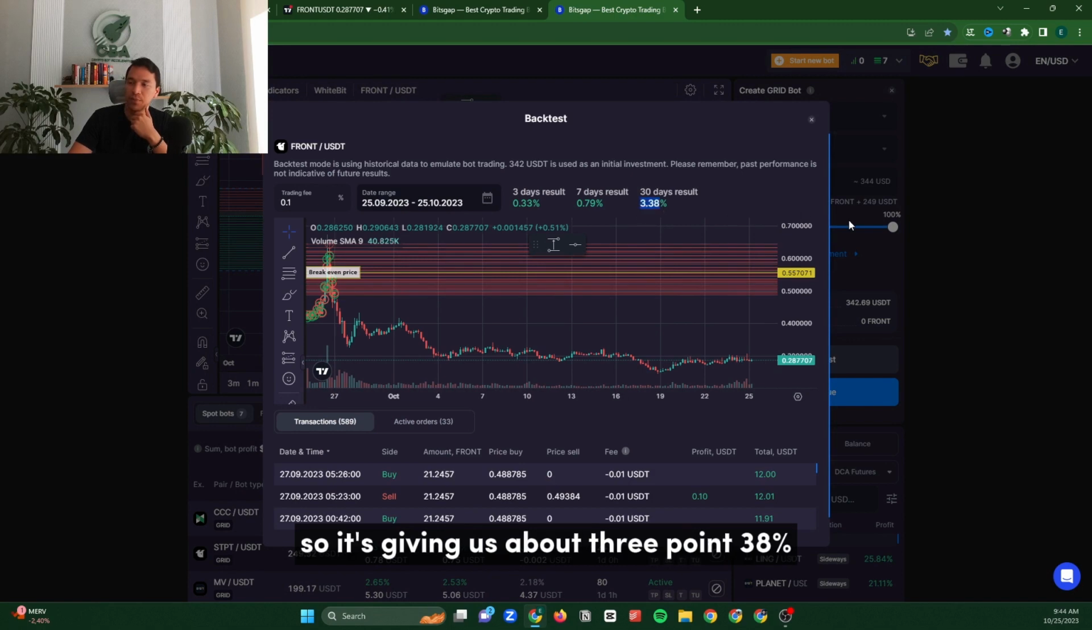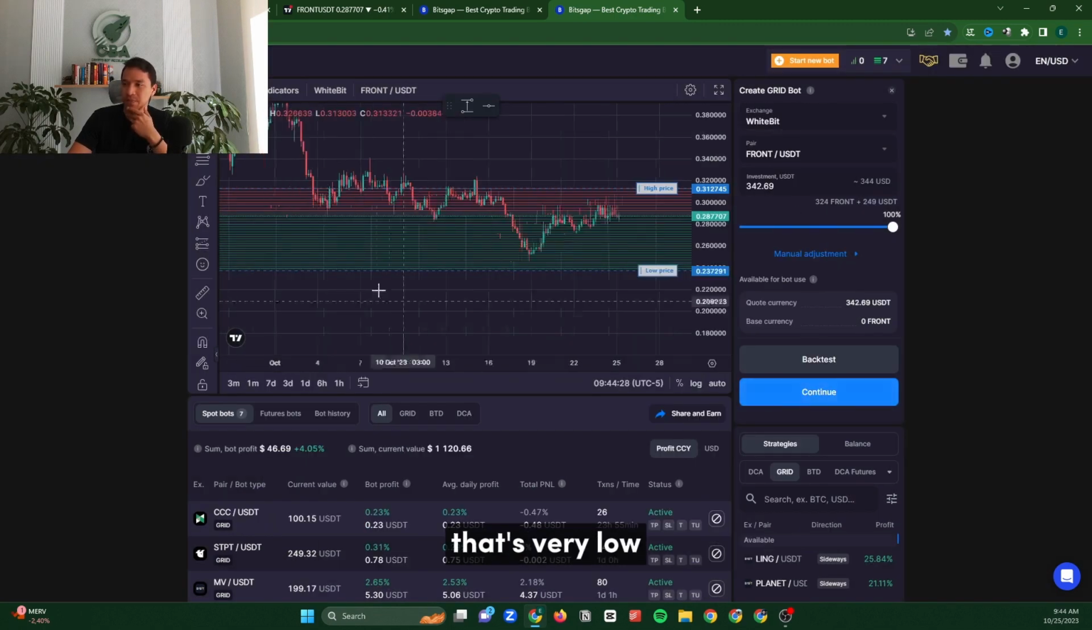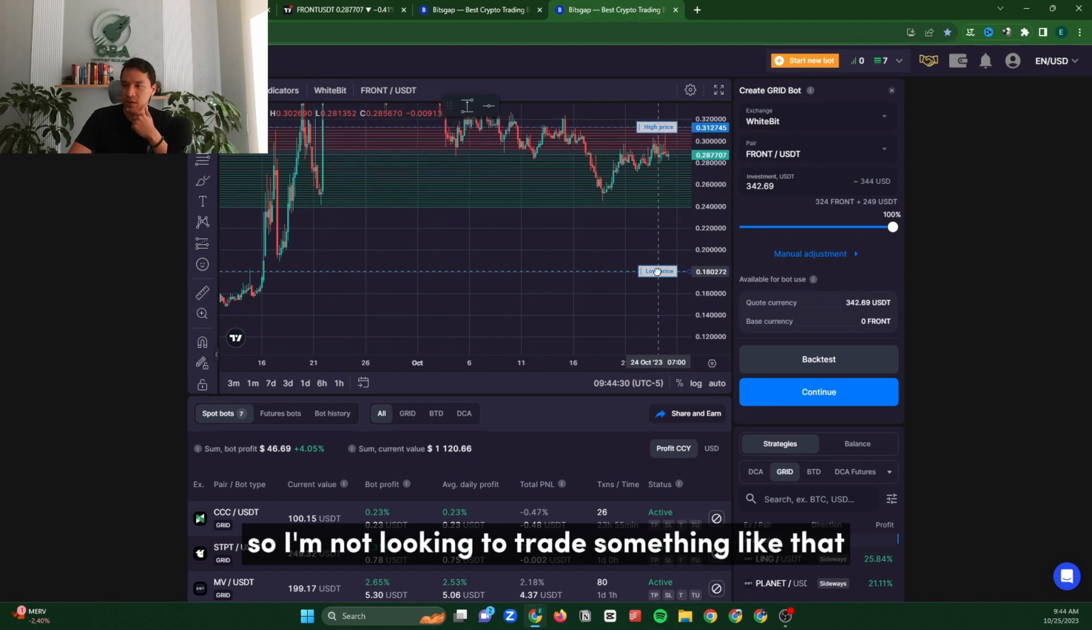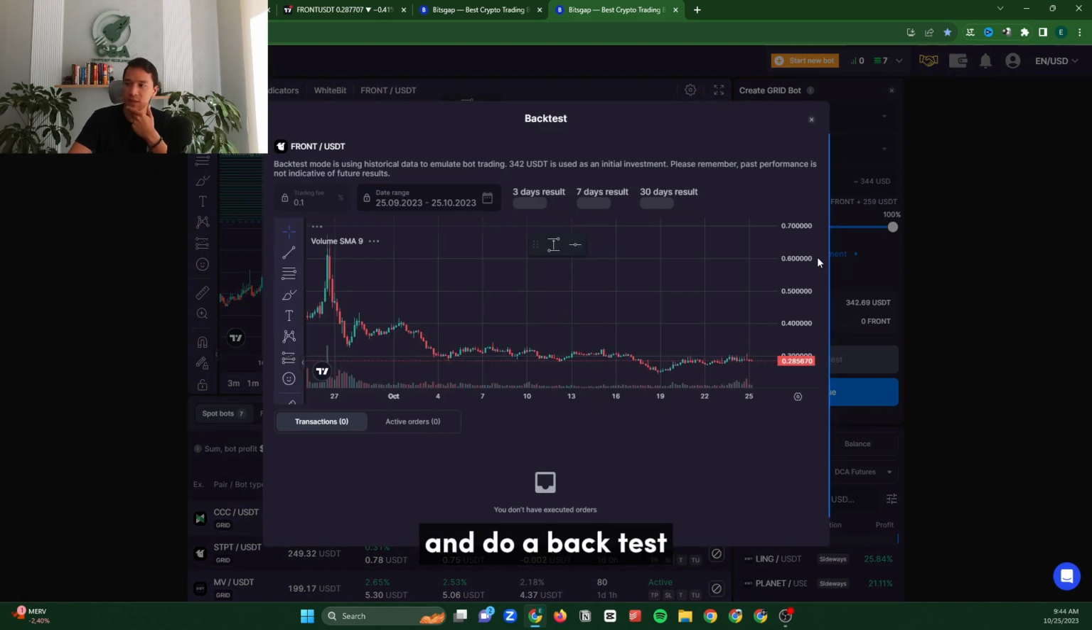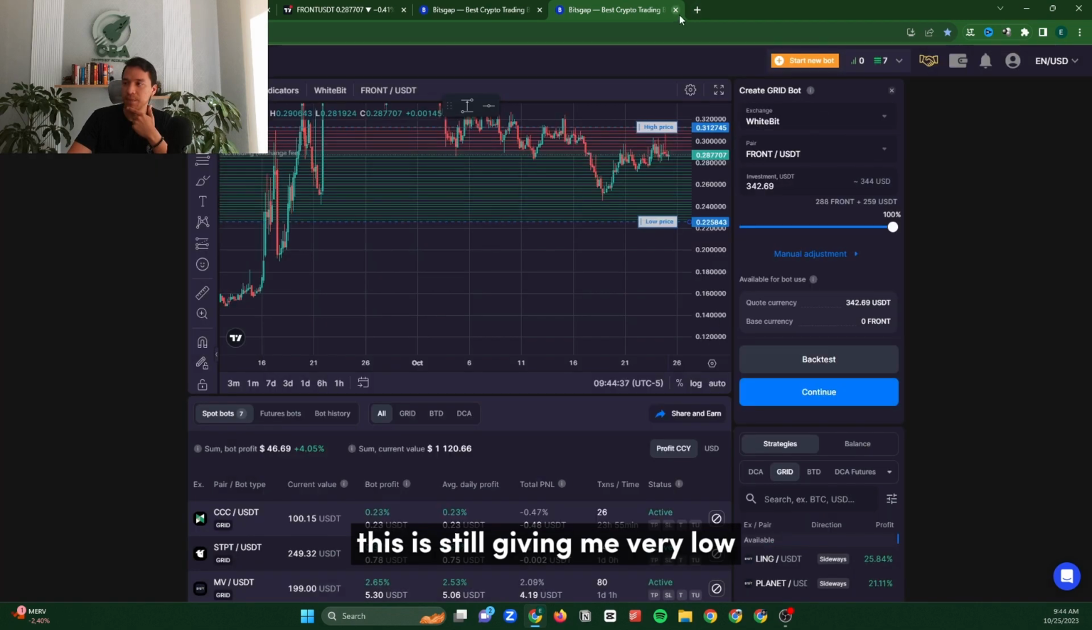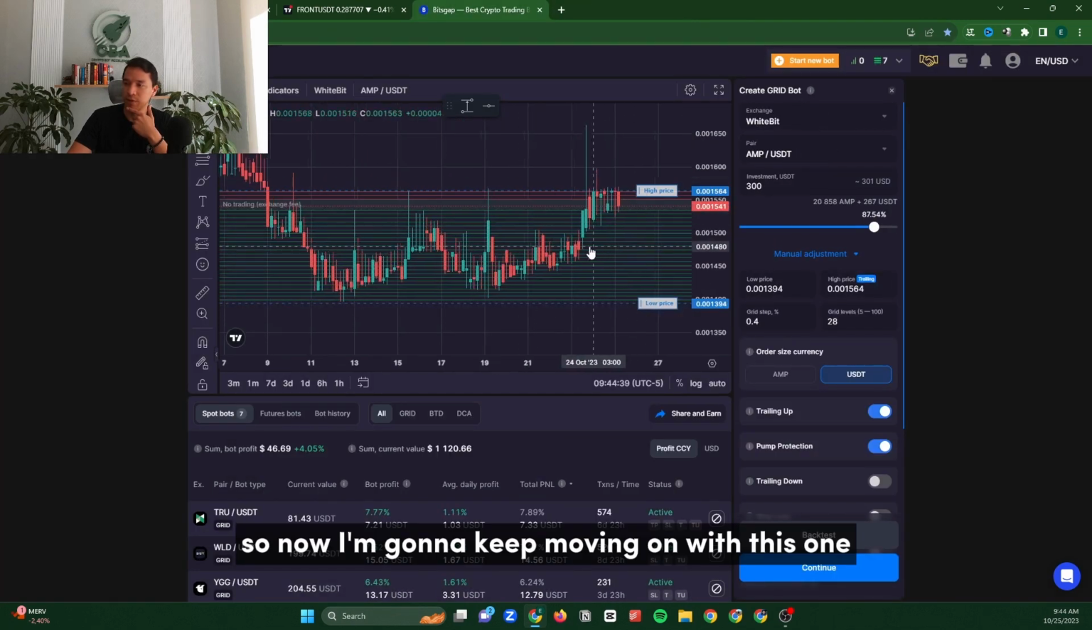So it's giving us about 3.38%. That's very low, so I'm not looking to trade something like that. Even if I was to move it about this area and do a backtest, this is still giving me very low results. So no, I'm going to keep moving on with this one.